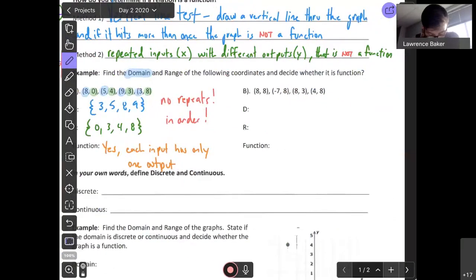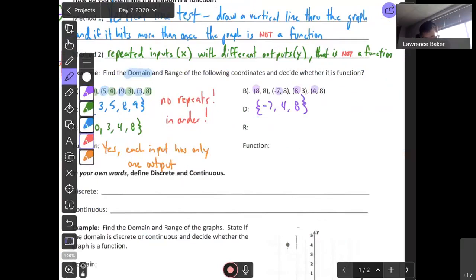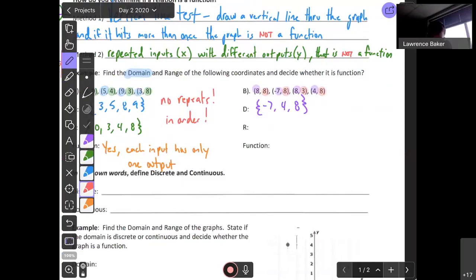So domain for B. I got 8, -7, 8, 4, right? I heard that 8 twice, so I'm not going to repeat that as I write it. Lowest number is -7, then a 4, then a single 8. I do those curly braces. The range values, those y values, I see a lot of 8s and 3. So lowest number being 3, and then a single 8.